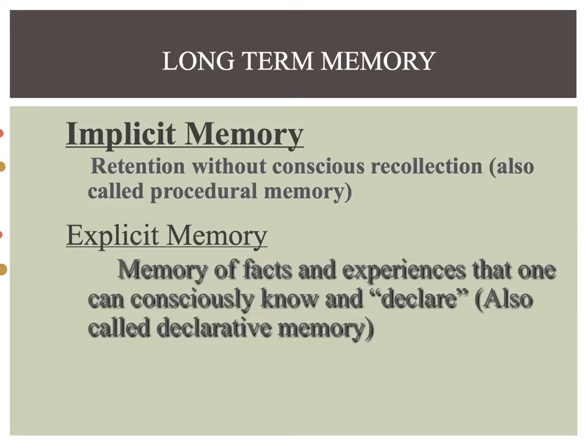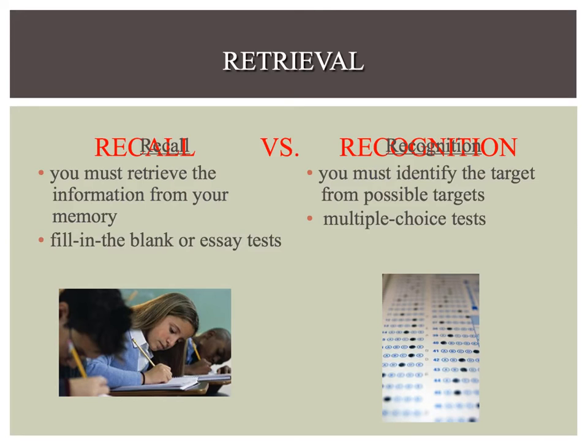Working out or whatever. The next memory is explicit memory. It's a memory of facts and experiences that one can consciously know and declare. It's also called declarative because, again, you can declare that you know it. Okay?